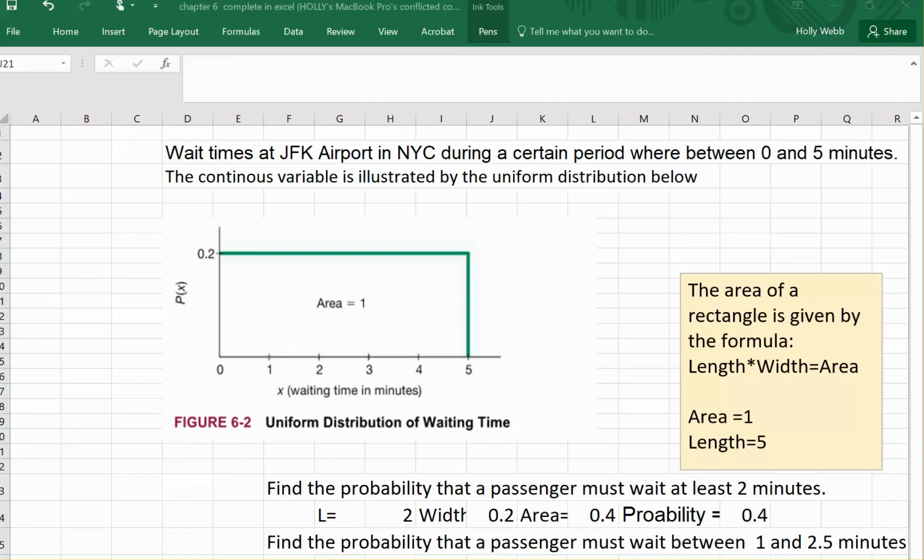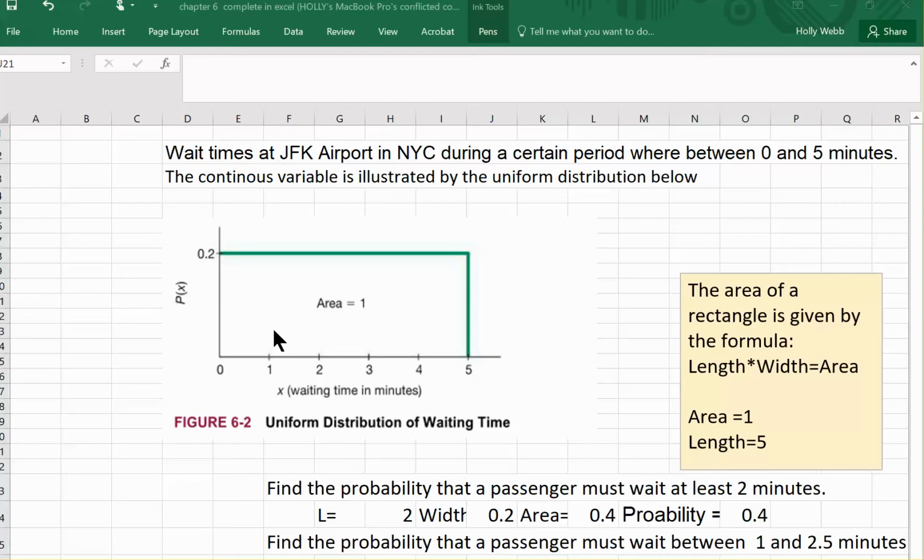Okay, I've had a request for an example of the uniform distribution from 6.1. Remember, the uniform distribution is in the shape of a rectangle. This one shown here has a length of 5 and a width of 1/5. The total area of the rectangle is 1. So in order to find the width, you're just going to take 1 divided by the total length. So the width here is 1/5.